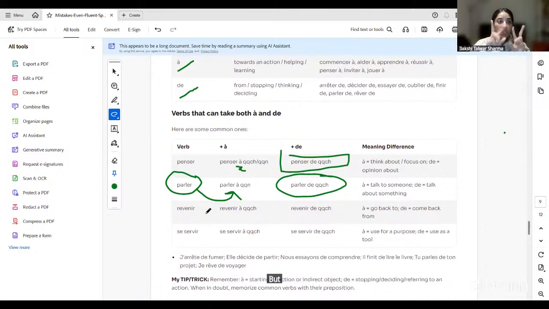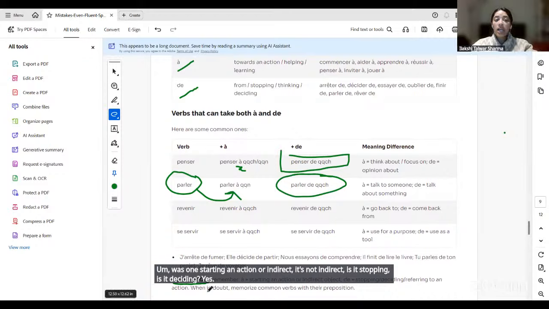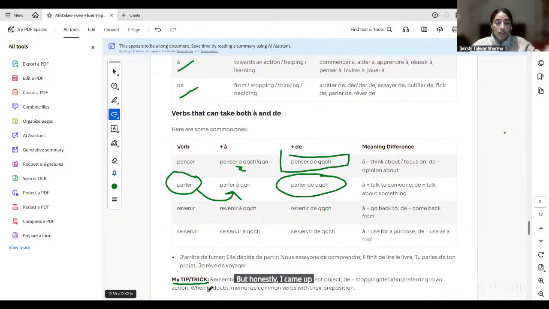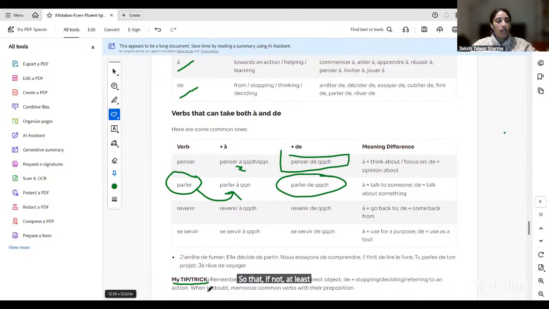But for the verbs which can come with both, ask yourself, a simple way of remembering, a trick that I personally also used: was one starting an action or indirect? It's not indirect. Is it stopping? Is it deciding? Yes. But honestly, I came up with a list from online wherein I saw all the verbs which follow à and all the verbs that follow with de, and I read it a couple of times. So that if not, at least it registers. I can identify it. Okay.